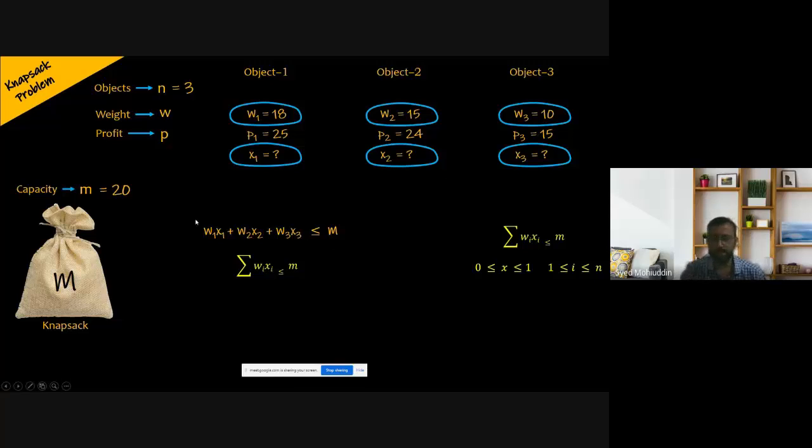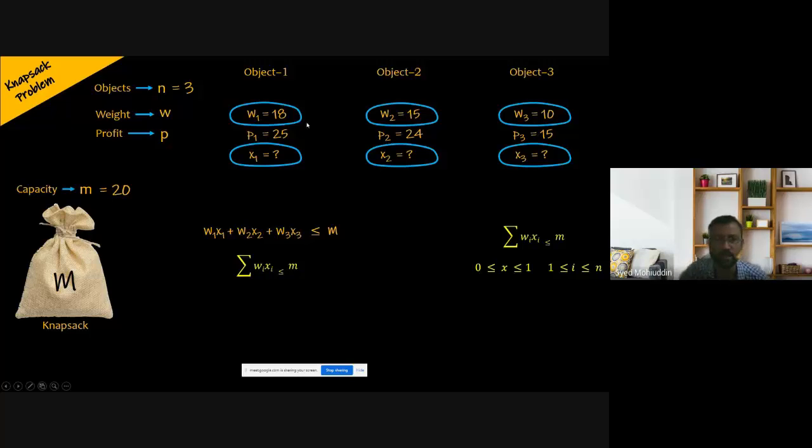So if we generalize this formula, what we get is summation of weight with its fraction should be less than or equal to M, for i from 1 to N. What is N? N is the number of objects. So for each object i, summation of Wi and Xi should be less than or equal to M. And what is the range of X? X can be, the range is from 0 to 1 because it's a fraction.